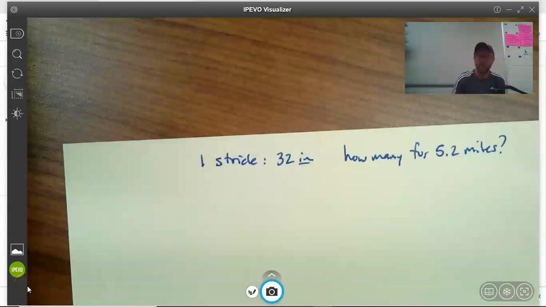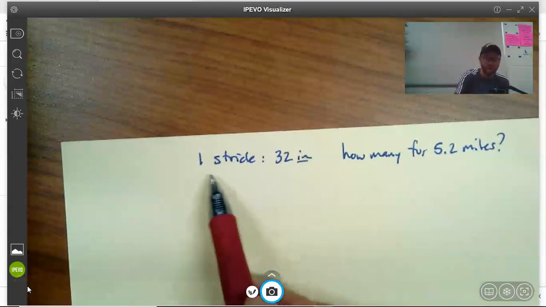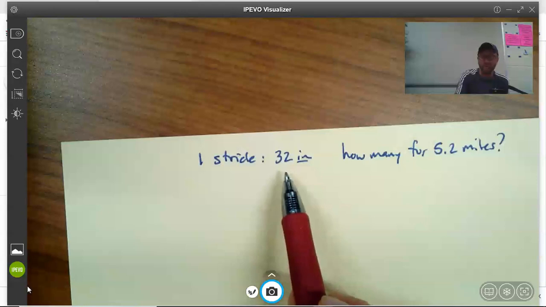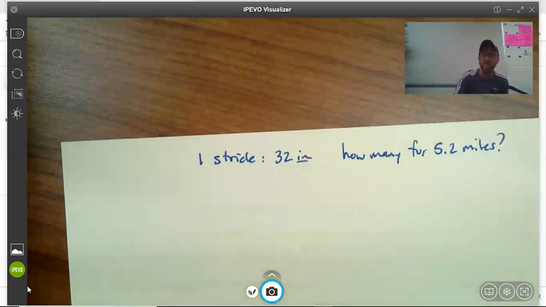Alright, so the question before us is, how many steps will I take if I walk 5.2 miles? If I measure that one stride, that's one step, is 32 inches, and I go for a walk that's 5.2 miles, how many steps will I take? Well, let's make a little table.